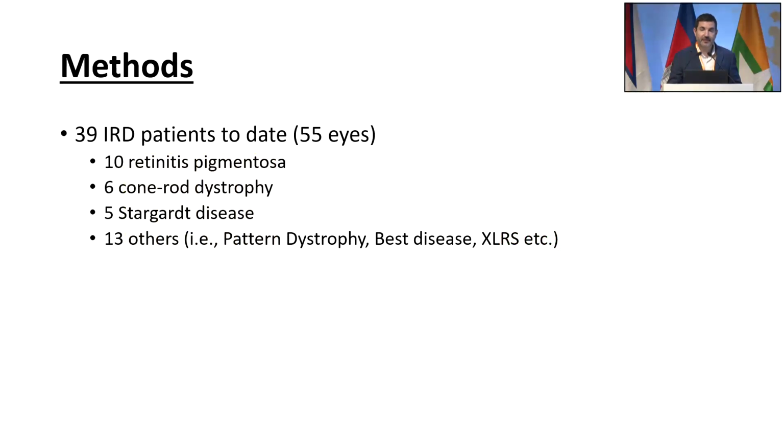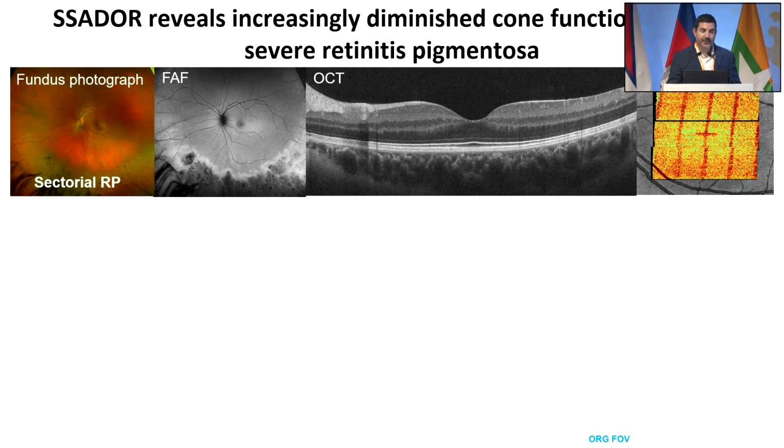So we were interested in looking at patients with inherited retinal degenerations. We measured 39 IRD patients, or 55 eyes. And here's one example of a patient with a mild form of sector RP. And when you look at the OCT in this patient, you see it actually looks quite normal because their degeneration is in the periphery. And if we look at the ORG, it looks quite normal.